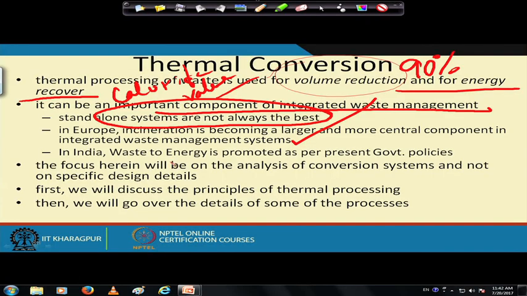Of course we need to check those claims, but at the same time we first have to realize that our calorific value is low, and then how to make waste to energy work with this low calorific value. In terms of government policy, waste to energy is promoted as per the present government policy as well. Even in UPA 2 it was there, and the present government is also promoting this policy on waste to energy.